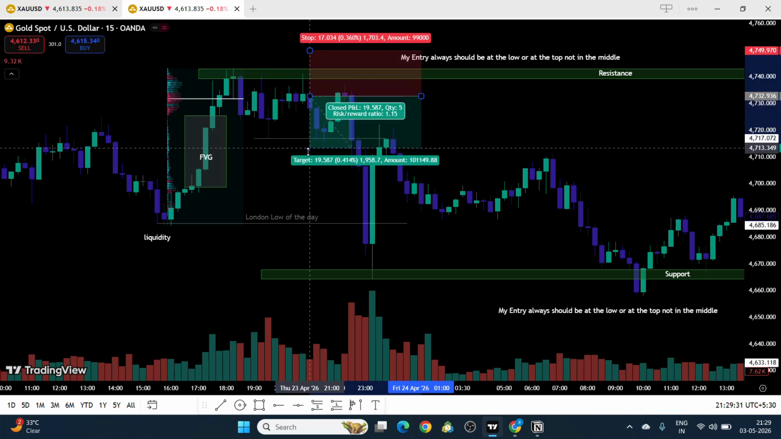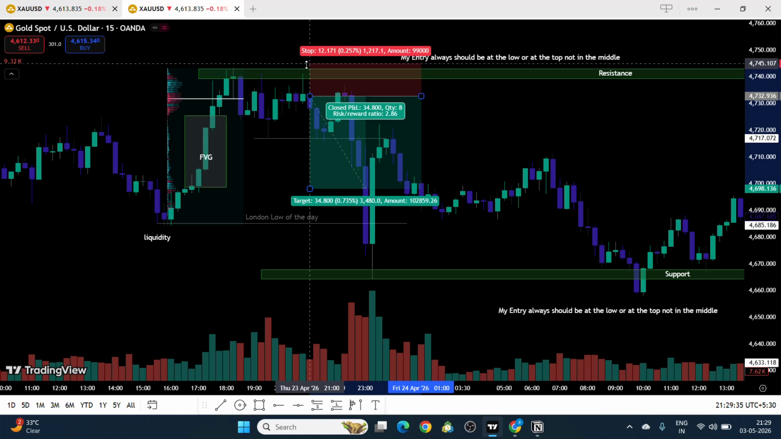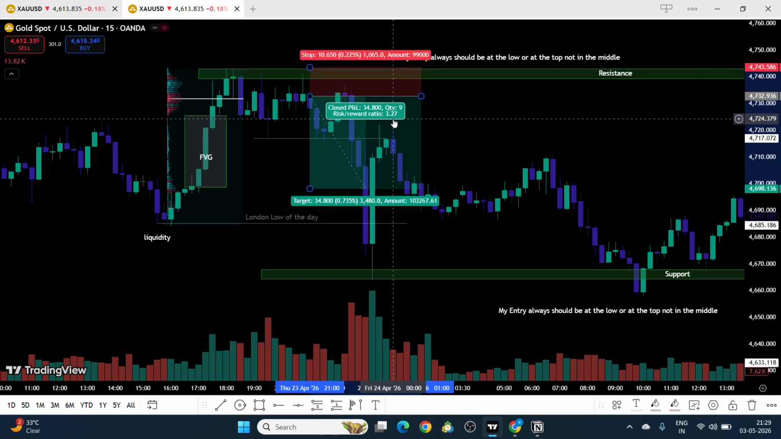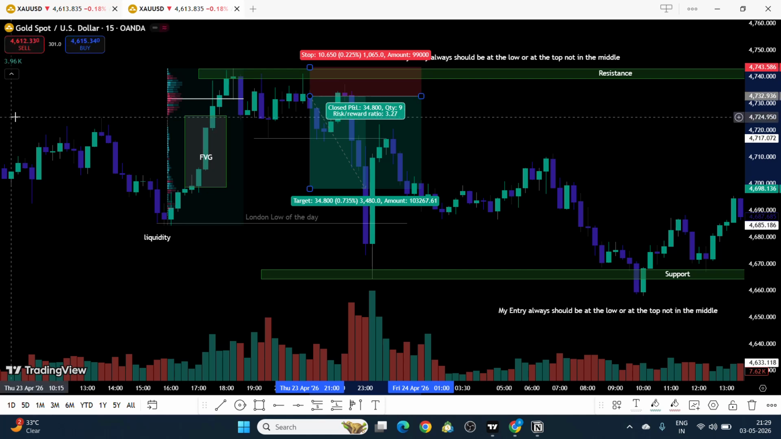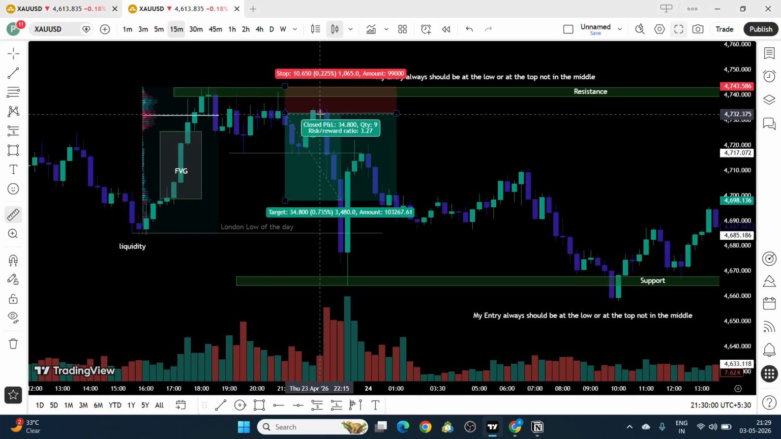So I can take from here all the way up to here, which is having 1 is to 3.2927, approximately $34. I want to measure how much it is from here.